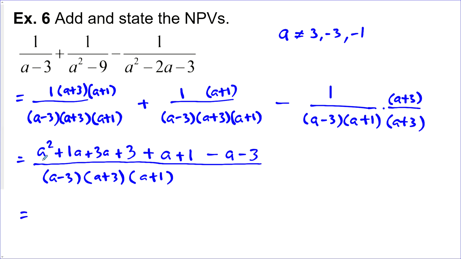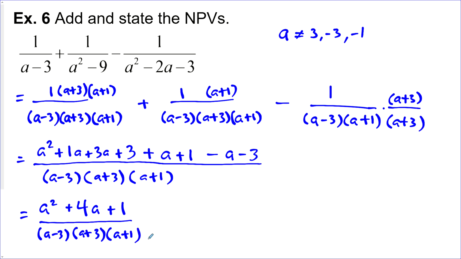Collect up like terms. So we've got a squared. We've got 4a, 5a, back to 4a. And we've got a 3, 4, minus 3 leaves us with 1. And we look at the numerator and see if we could factor it. And in this case, we can't factor this. So we're done this question.